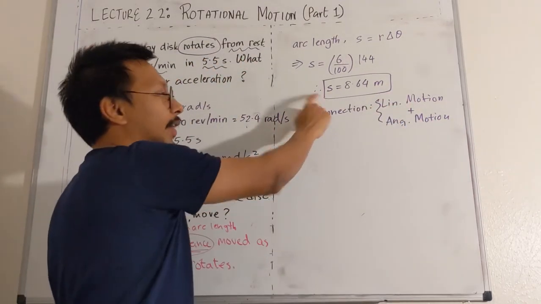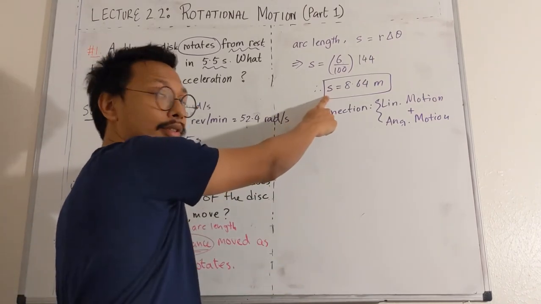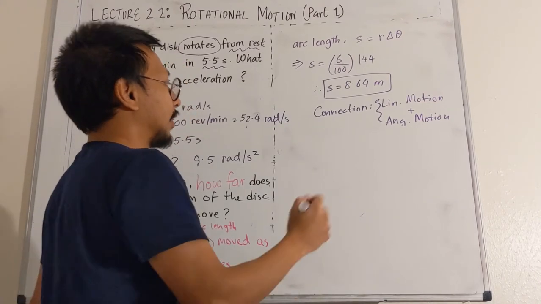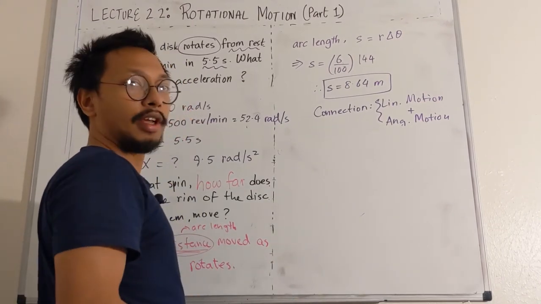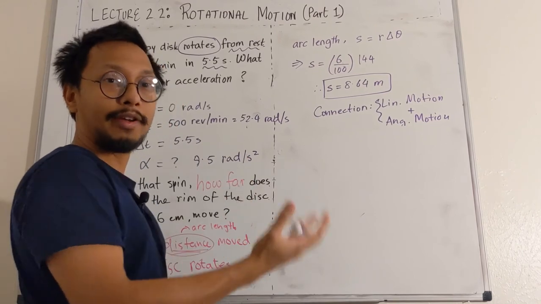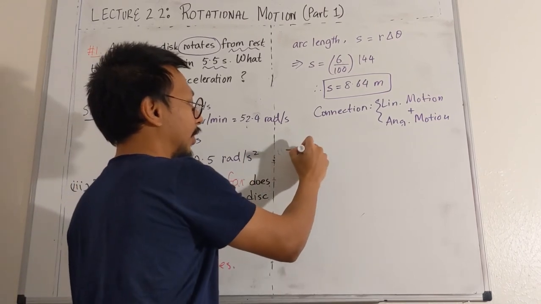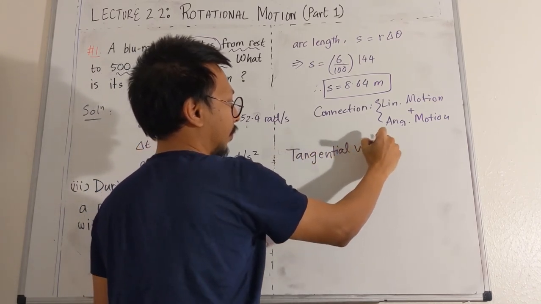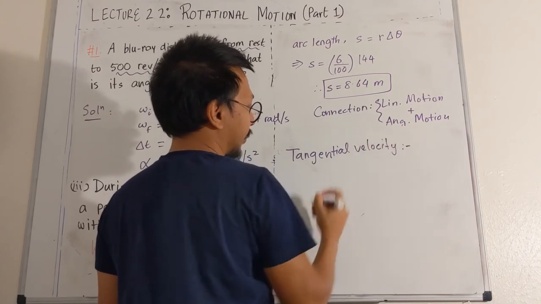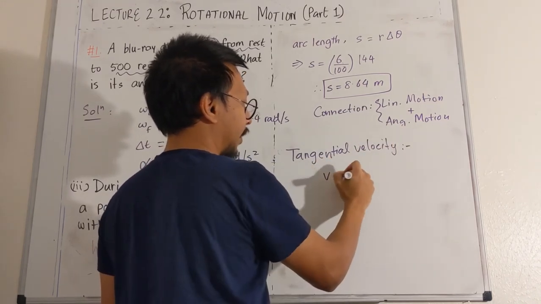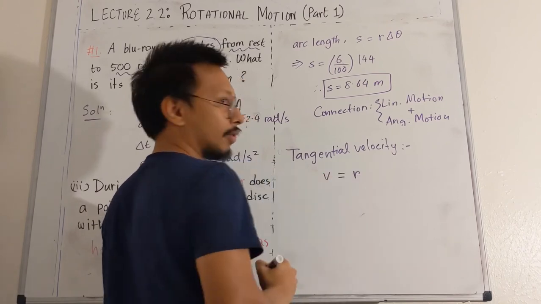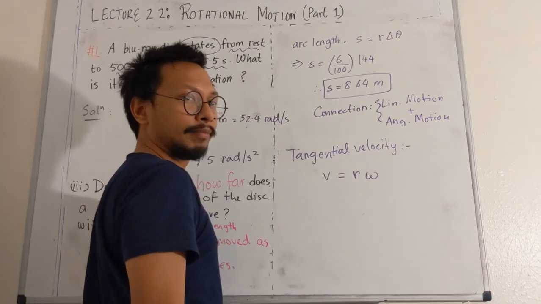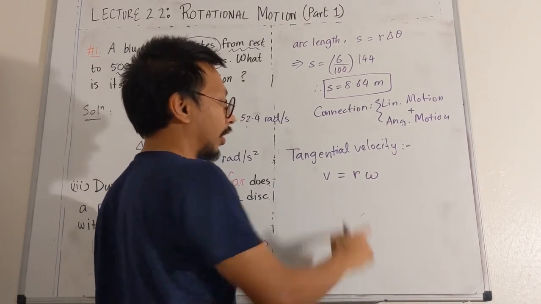Since there is a linear distance connected to the angular displacement, there should be a corresponding linear velocity connected to angular velocity. That velocity is known as tangential velocity and defined as V equal to the radius times the angular velocity, omega. How did we get to this equation?